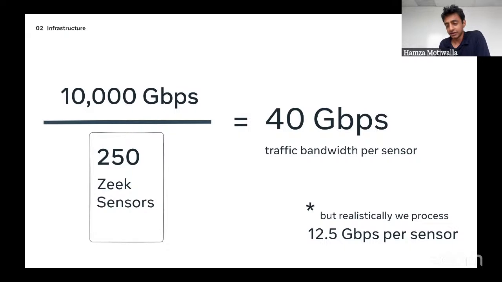And realistically, since all the numbers I've spoken about so far are the links themselves, the capacity of the links, we don't operate a core backbone at capacity, which means that we've designed it in such a way that we only want each sensor to see about 12.5 gigabits per second of traffic. This is mainly because we don't need that much. And the other thing is that we start to see memory issues once we push more than 12.5 gigabits per second of network bandwidth into the sensor.